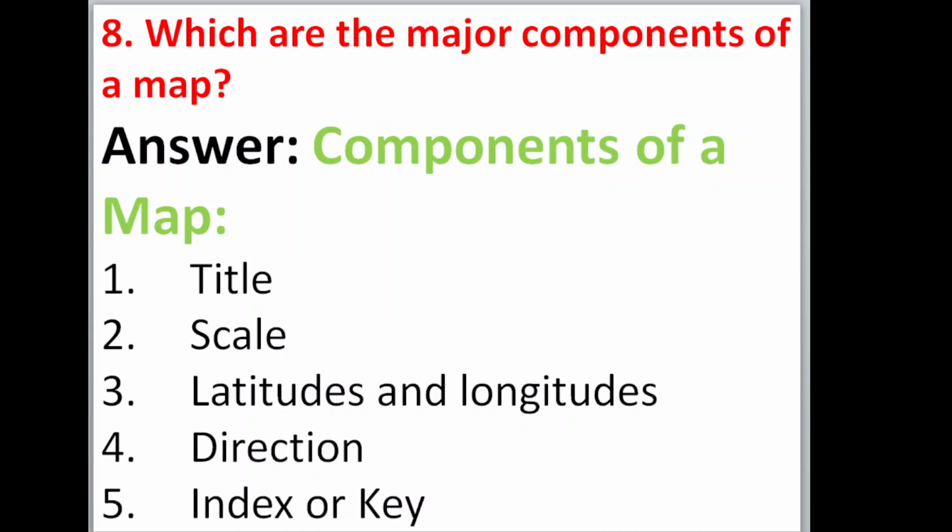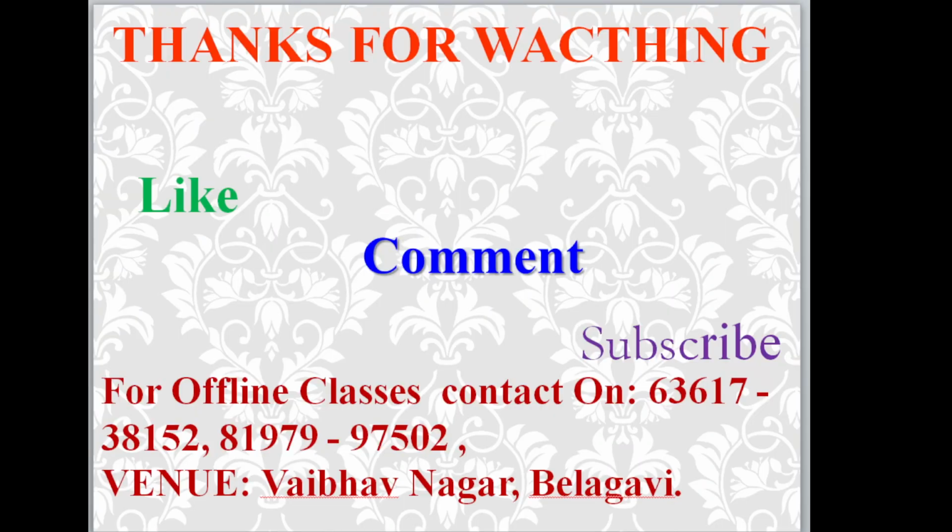Then the scale, for example, one centimeter equals this much, which we write like that. Latitude and longitudes, horizontal and vertical lines. Direction, south, north, east, west, southeast, northwest. Index or key, for example, if a plus sign is there, it will indicate that a nearby hospital is there. Such an index or key will be provided. So these are the components of a map. By this we have completed the question answers of this lesson.